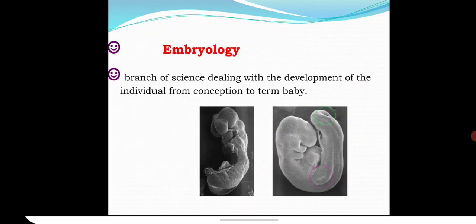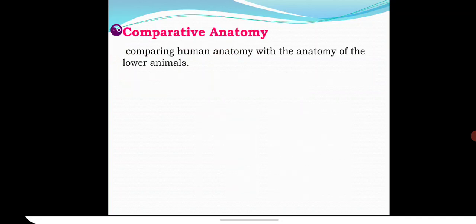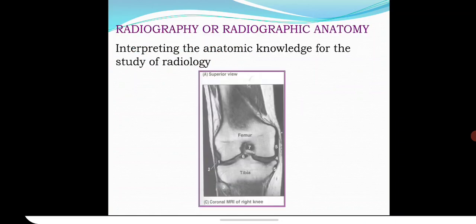Embryology is a branch of science dealing with the development of the individual from conception to term baby. Comparative anatomy, comparing human anatomy with the anatomy of the lower animals, mainly for the postgraduates in anatomy, this comparative anatomy is important. Radiographic anatomy, interpreting the anatomic knowledge for the study of radiology. So, if you know the anatomy better, the radiology part will be easier.